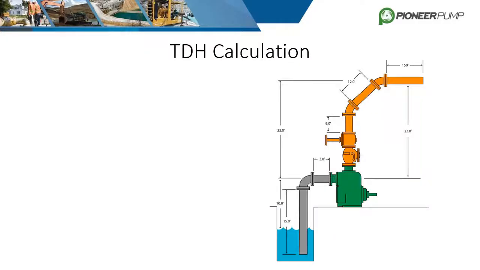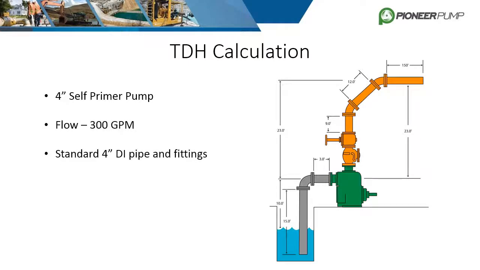Let's now work through an example in calculating total dynamic head of a simple suction lift application. The pump is a 4-inch self-primer with a flow rate of 300 gallons per minute. All pipes and fittings are standard 4-inch ductile iron and will be analyzed using the equivalent length method.